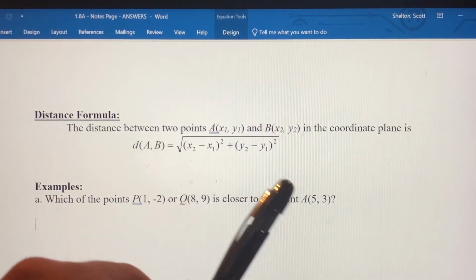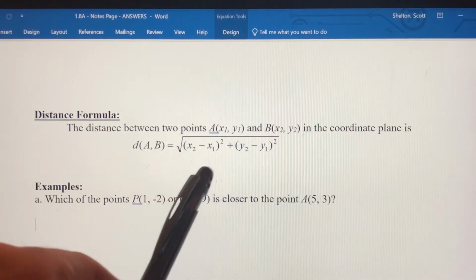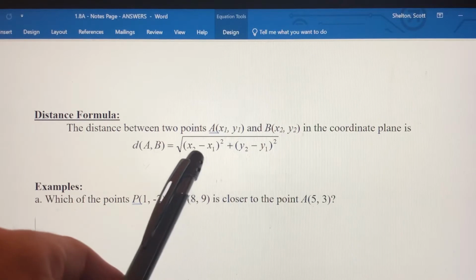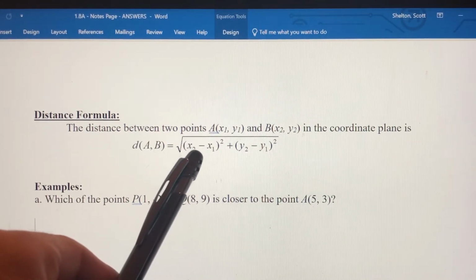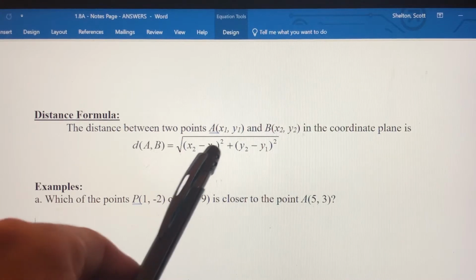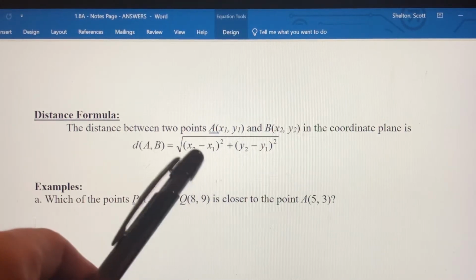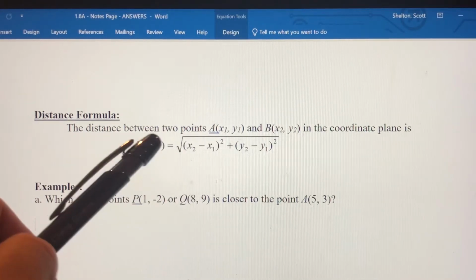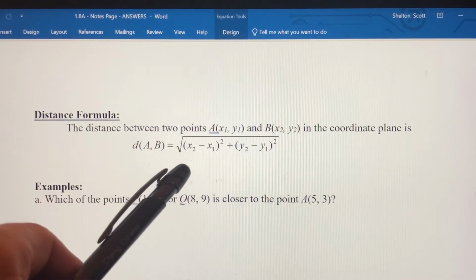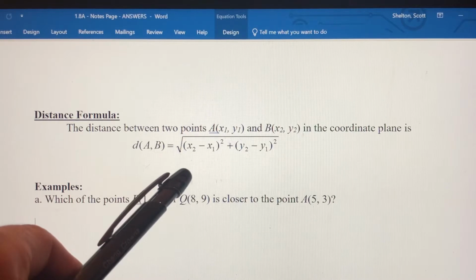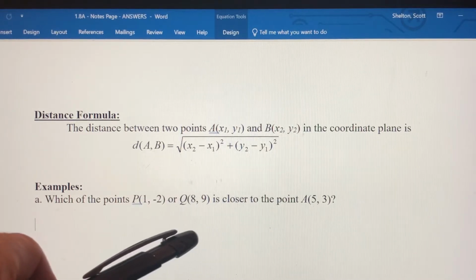Same goes for b. Order here is irrelevant because the squaring is going to end up making this difference positive in the end anyway. Okay. When you square a negative, you get a positive. When you square a positive, you get a positive. Okay. So the order here is irrelevant. Okay. So we just want to make sure we plug these coordinates into the formula. All right.